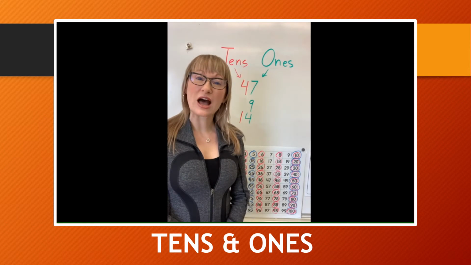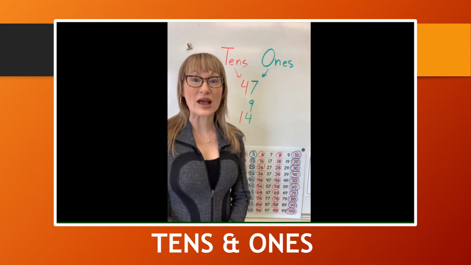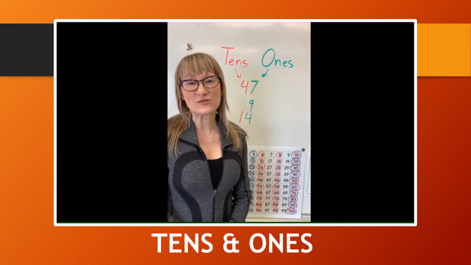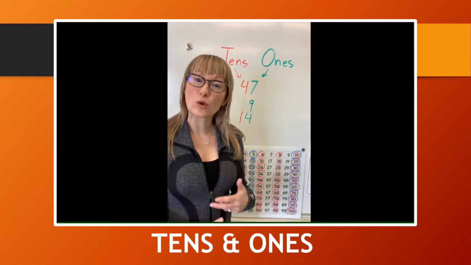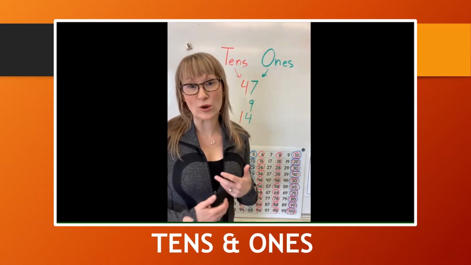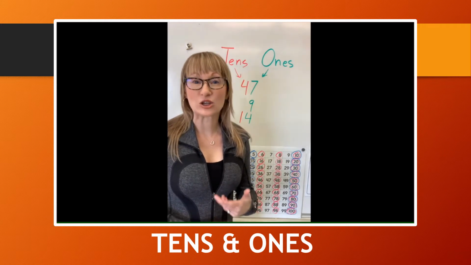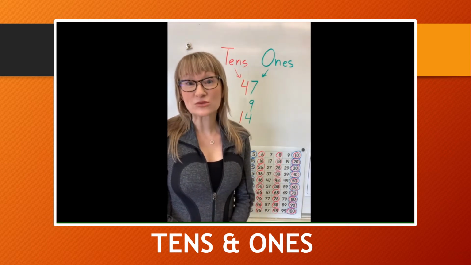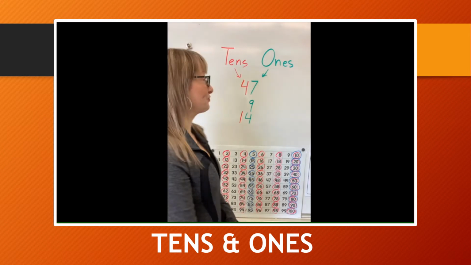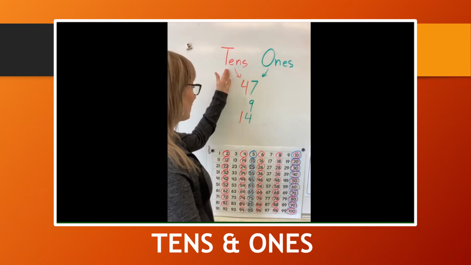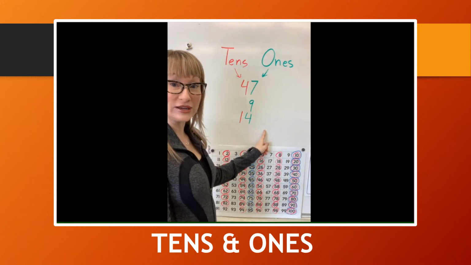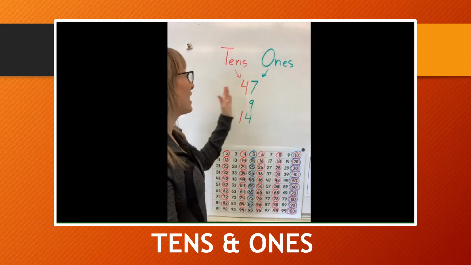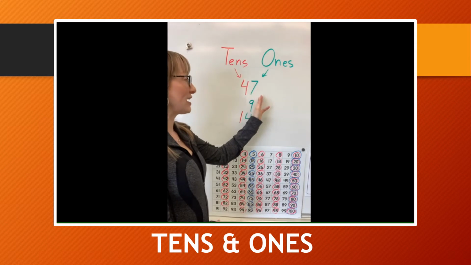This is something I would review with students throughout the year, because at different points of the year, they're really mentally ready to take on more and more information. It becomes more and more meaningful to them as the year progresses. So just to review what tens and ones are, I've color-coded my tens red, and my ones green. So 47 has 4 tens and 7 ones.